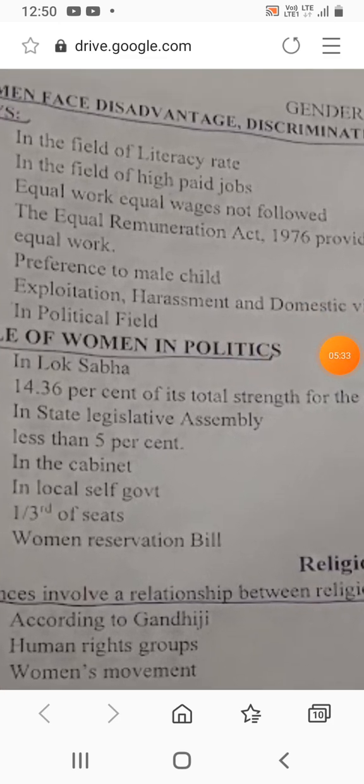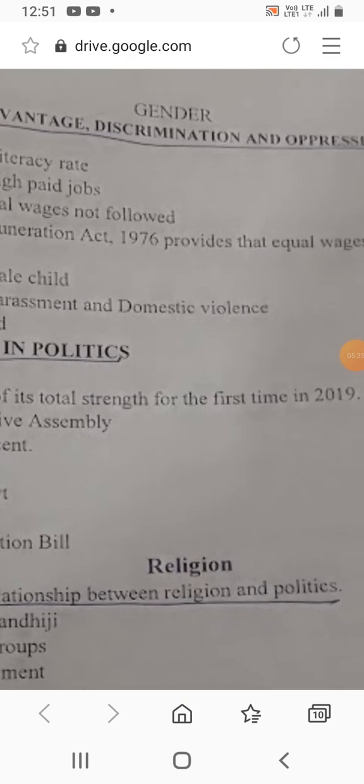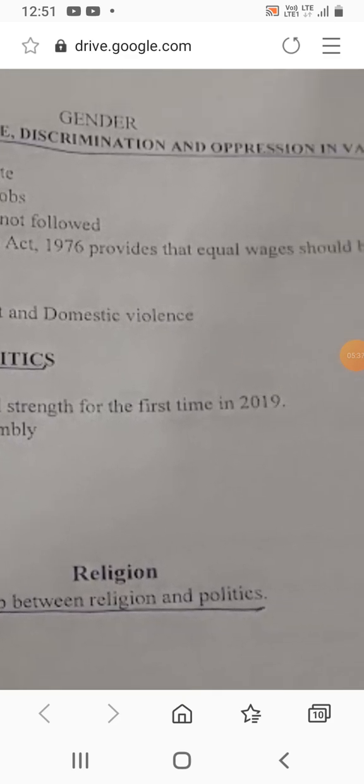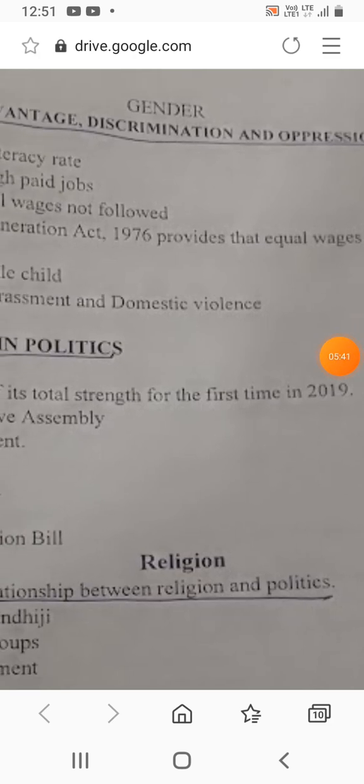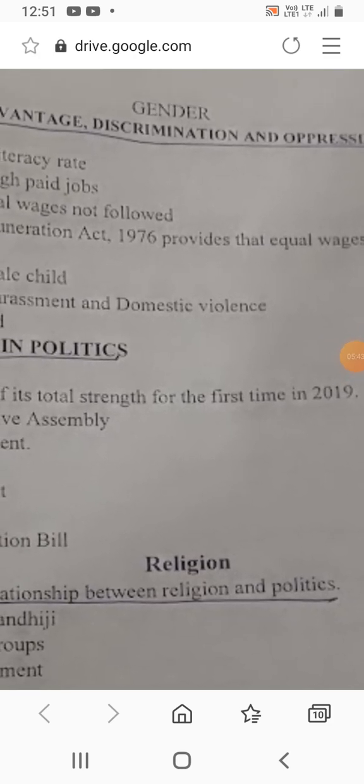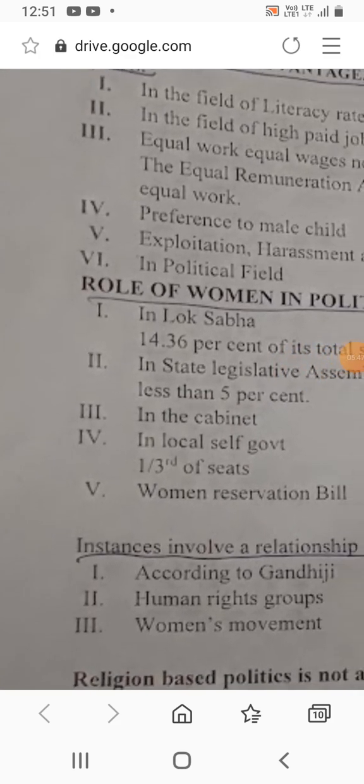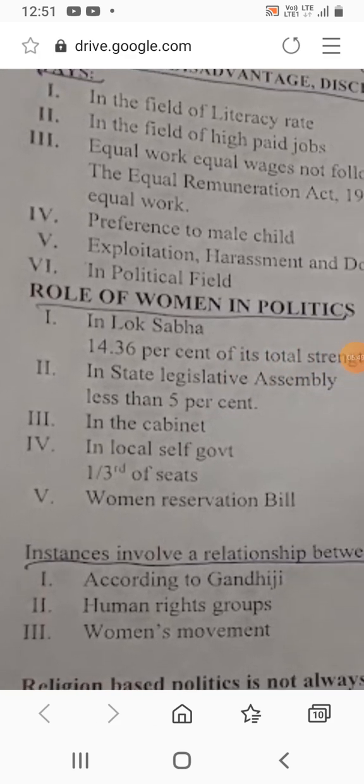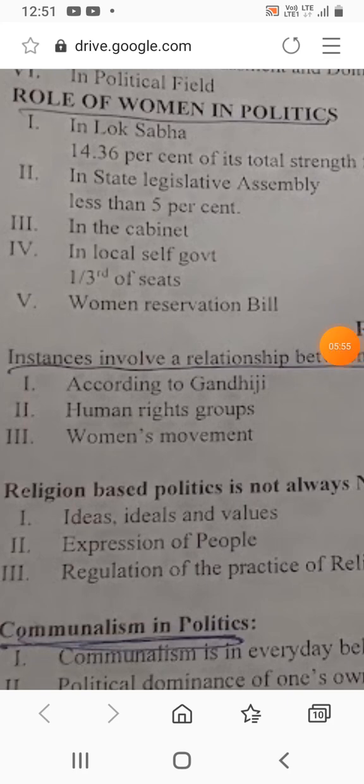Suppose it will come, not reservation exactly. How much percent of its total strength, or find the percentage of total strength of women for the first time in 2019 Lok Sabha. In that way, you can get the answer 14.36%. Or what is women's representation in state legislative assembly? 4 options should be given. You can easily get less than 5%.